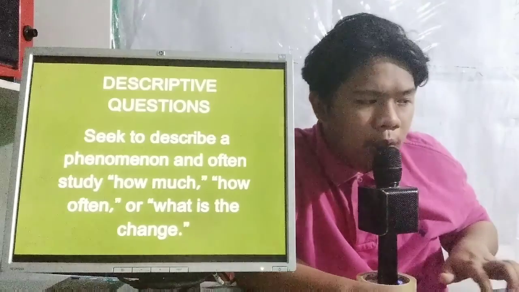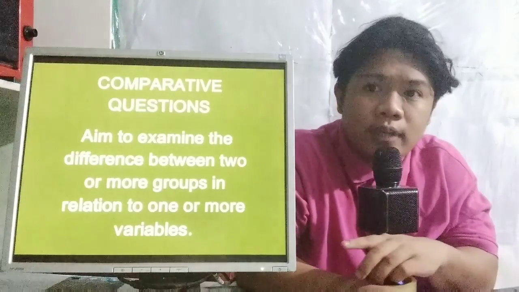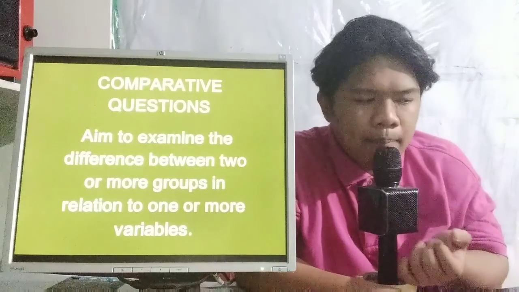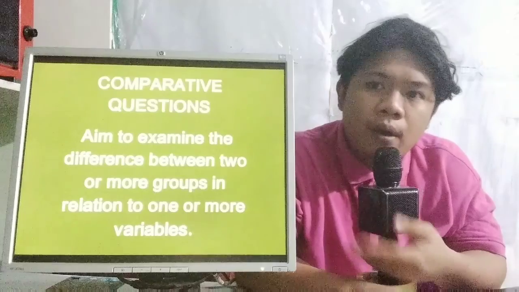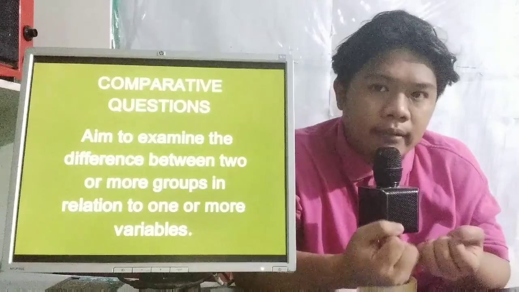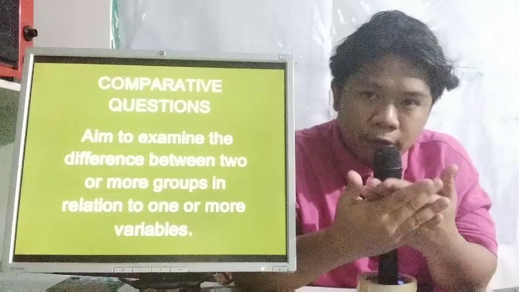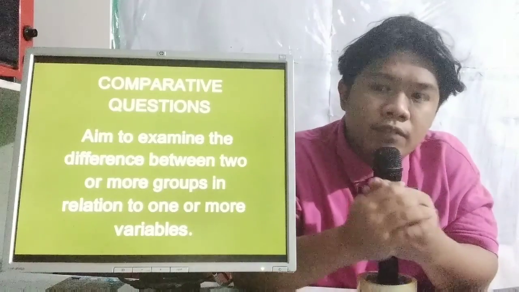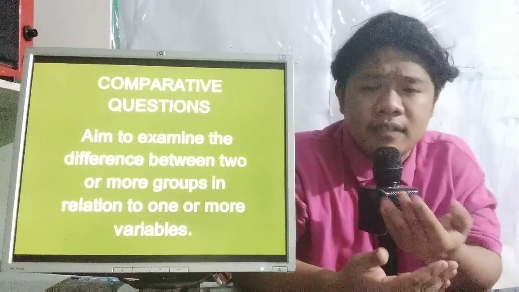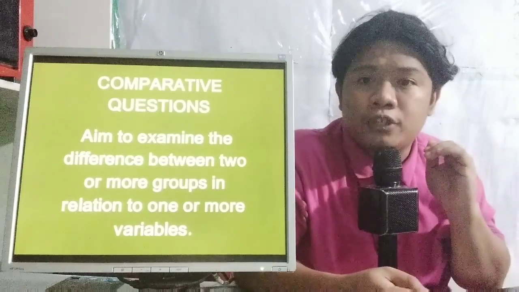The third one is identified as the most advanced form of research question, which is the comparative question. Comparative questions aim to examine the difference between two or more groups in relation to one or more variables. Coming from the root word compare, you're comparing the positive, the thesis, and the negative, the antithesis, and combining them together, therefore developing a synthesis. So why is it so advanced? Because the very attempt of synthesizing your analysis and your data is already a means of critical thinking. Therefore, it's a higher level of evaluation, to be honest.